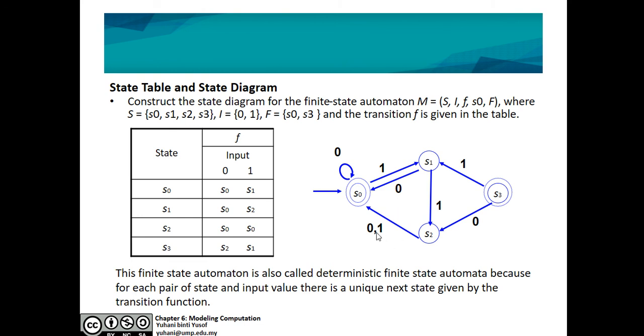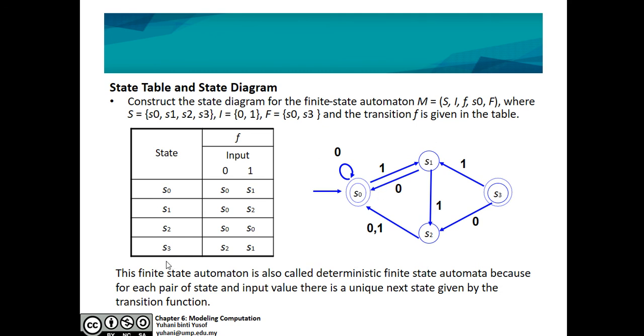It means if you have a comma here, S2 with input 0 goes to S0, S2 with input 1 also goes to S0. Okay, so how you read this state table is the same as how you read the state table for the finite state machine with output. So you will read S0 with input 0 goes to S0, S0 with input 1 will go to S1. So we can check from here. S0 with input 0, does it go to S0? S0 with input 0 goes to S0, so it's correct. S0 with input 1 goes to S1.